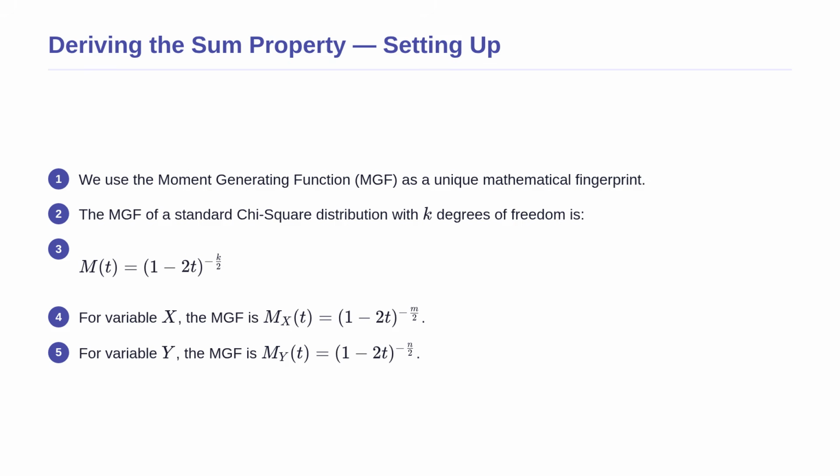The MGF of a standard chi-square distribution with k degrees of freedom is 1 minus 2t, all raised to the power of negative k over 2. We define the specific MGFs for our two independent variables, x and y, by replacing k with their respective degrees of freedom, m and n.